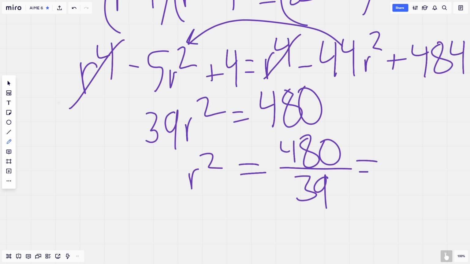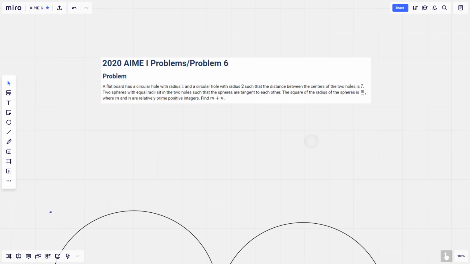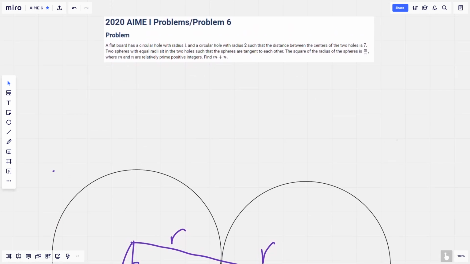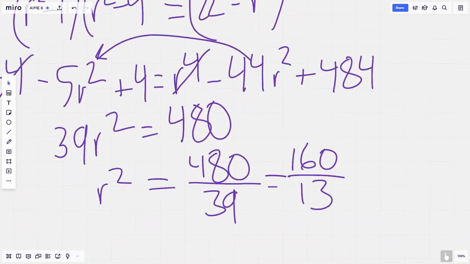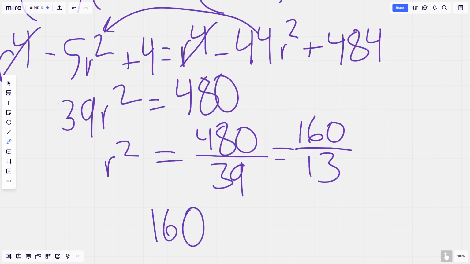480 and 39 have a common divisor of 3, so that's going to be 160 divided by 13. 160 and 13 are relatively prime, so this is going to be our value for r squared. And if we go back to the problem, which is asking for the value of the square of the radius of the spheres, and we know what that is, that's r squared, which we solved for. They want the sum of m plus n. Well, we simply take 160 plus 13, and we get our answer, 173, and we're done.